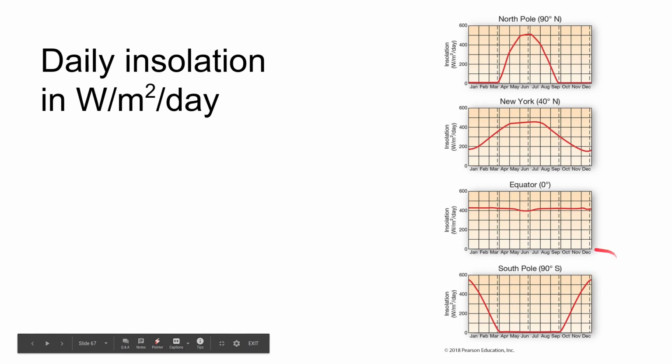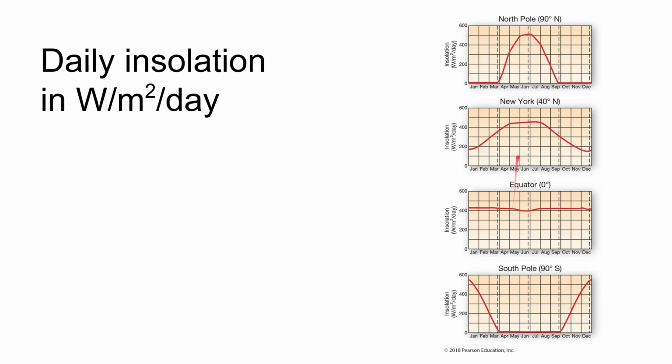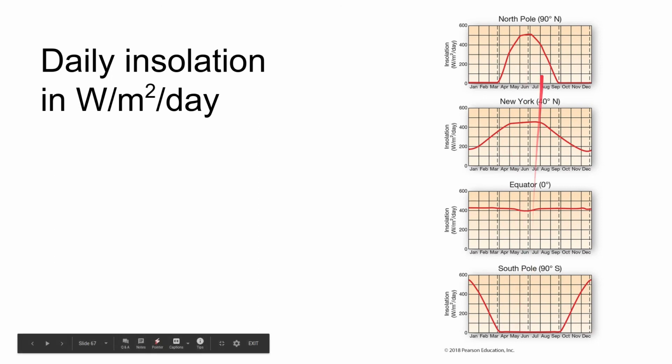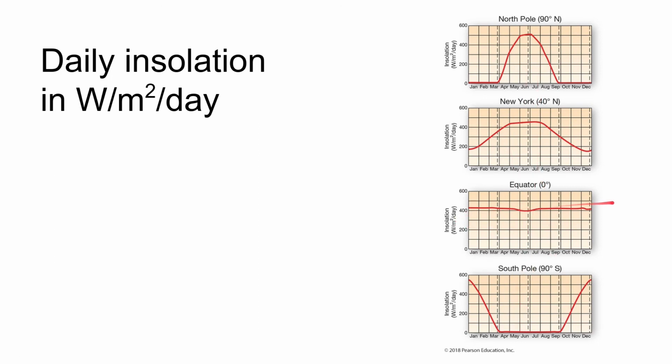A good question would be to discuss the shape of these curves as a function of latitude. How does latitude affect the seasonal differences in insolation? At the equator, virtually no change. New York, 40 degrees away from the equator, has a bigger difference over the course of the year. At the North Pole, an even bigger difference, going from 0 for 6 months up to 500 and then back down to 0.